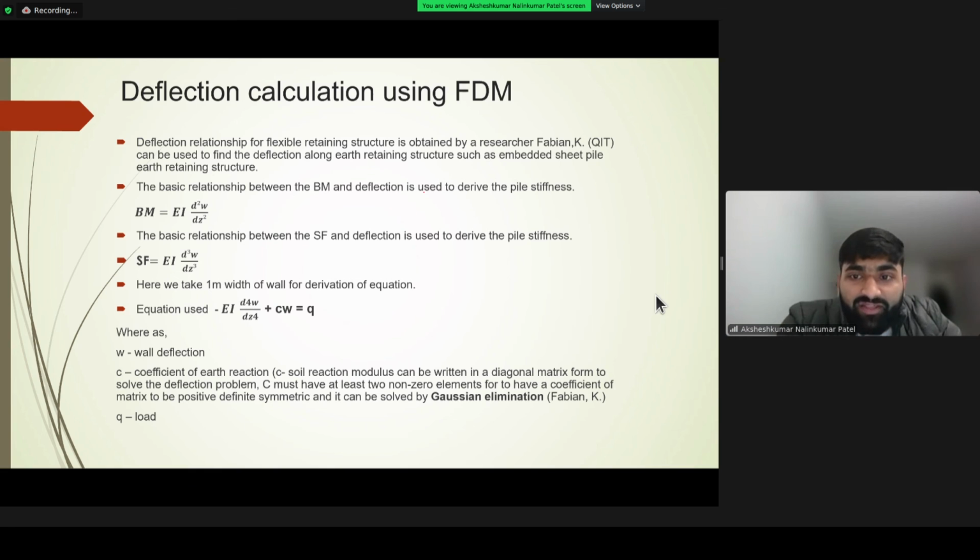There is a basic relationship here. The bending moment we can easily find by EI d²w/dz², and we can also find the shear force by EI d³w/dz³. Here we take just 1 meter width, and we derive it in a simplified form: EI d⁴w/dz⁴ + CW = Q. This is the standard equation derived by the scientist Fabian Kim.